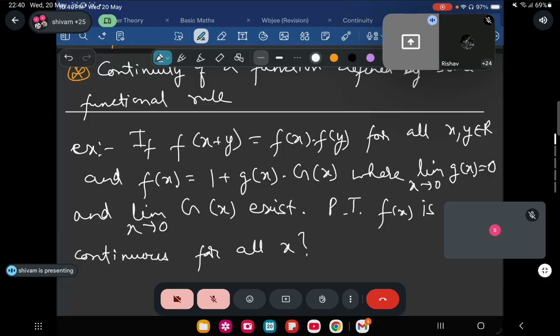You people think about this question. I'll give you 1 minute to think. After that, I'll solve. You just have to tell me the approach. No need to solve the question. Just tell me the approach. How will you approach? Once you have got it, just raise your hand. You have to tell me the approach.